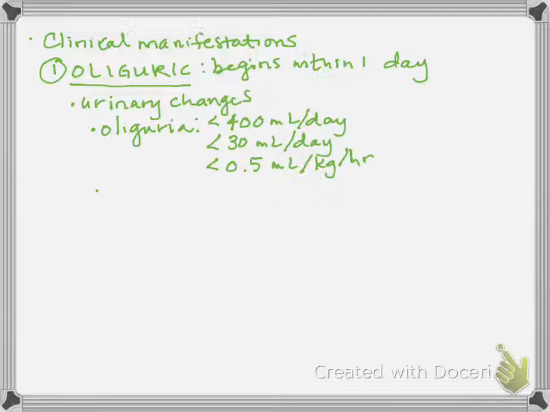Another term you may see is anuria. Anuria indicates that there is some sort of urinary tract obstruction, whether it's in the ureters, the bladder, or the urethra, and that would be usually due to postrenal causes. Anuria is less than 50 mils per day. And this is mostly associated with obstruction, which is postrenal.